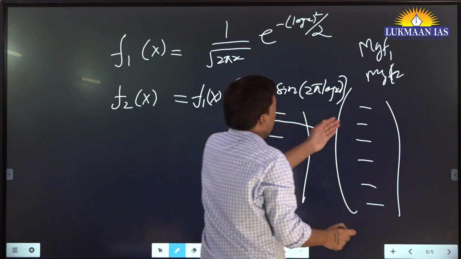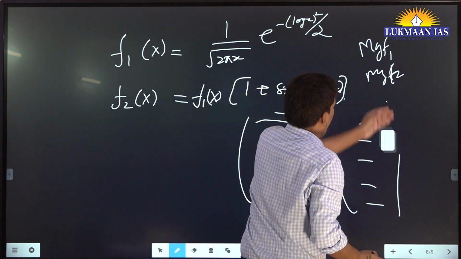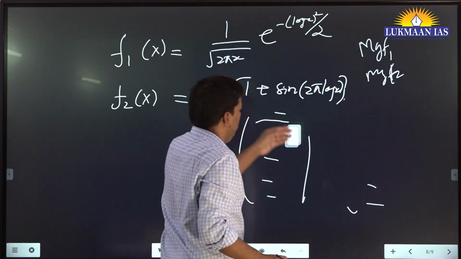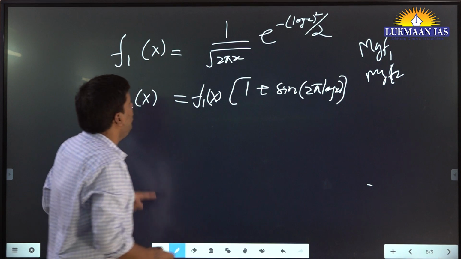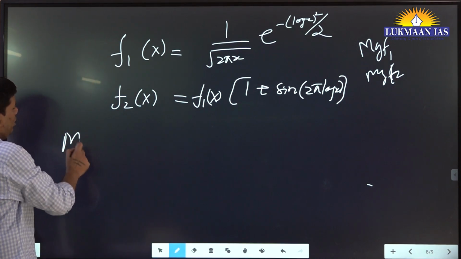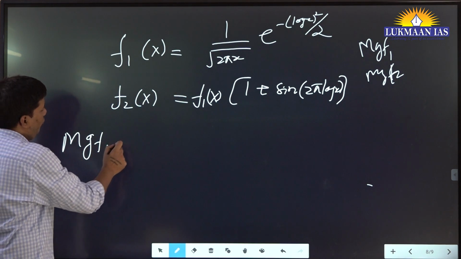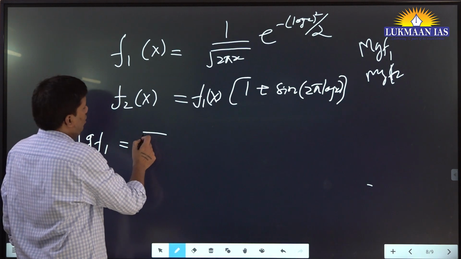Okay. This is the formula. Now what I'm saying, I will calculate the MGF of this. Let's say I calculate the MGF of the first function. How will I calculate?